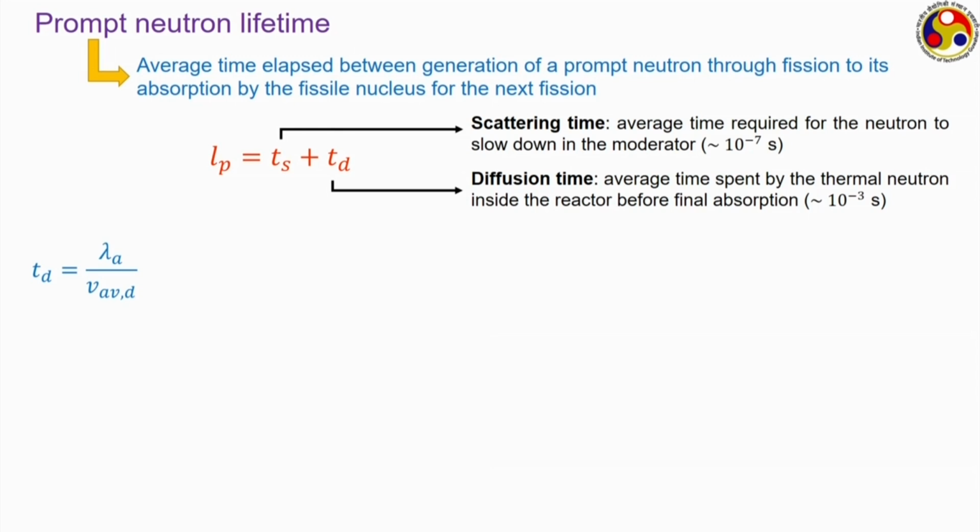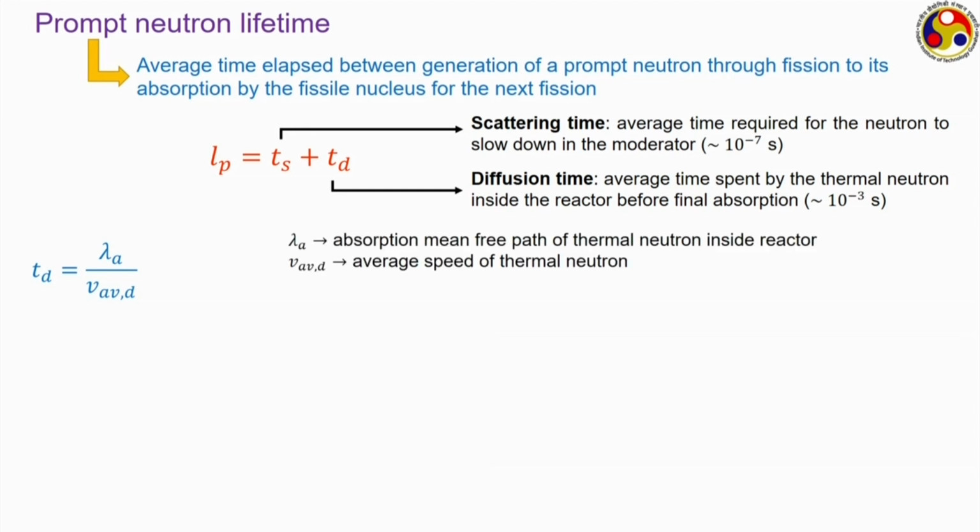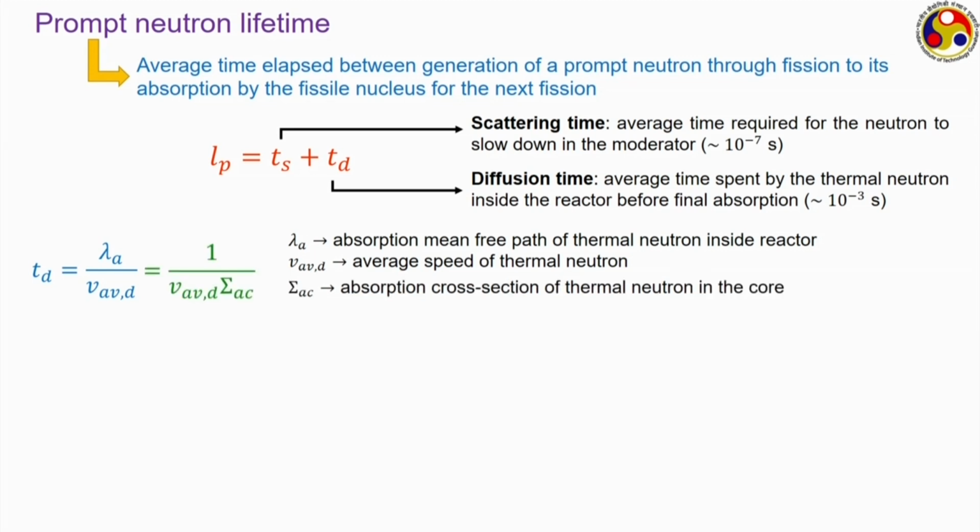Let us try one case. The typical diffusion time can be defined as lambda_A by V average, where lambda_A is the absorption mean free path of the thermal neutron inside the reactor and V average is the average speed of the thermal neutron. And as lambda_A is inversely proportional to the absorption cross section of thermal neutron in the core, we can always write this. Here again I would like to mention lambda_A refers to the absorption mean free path, so sigma_A corresponds only to the macroscopic absorption cross section, and V average is the average speed of the thermal neutron.